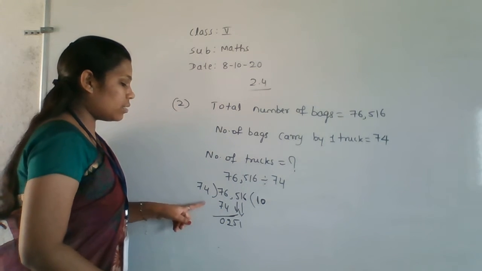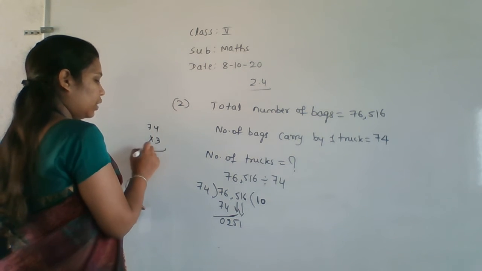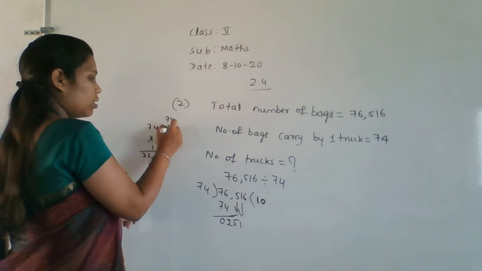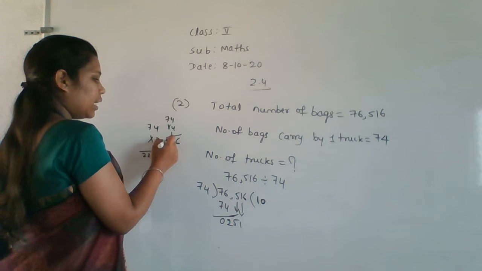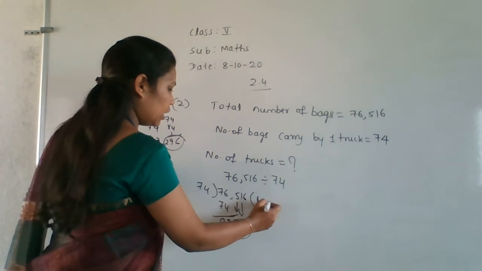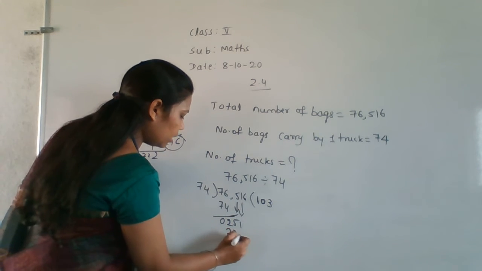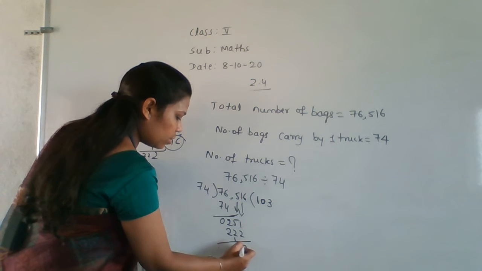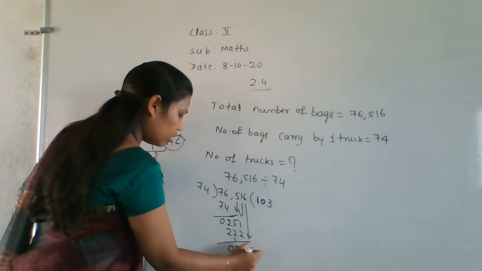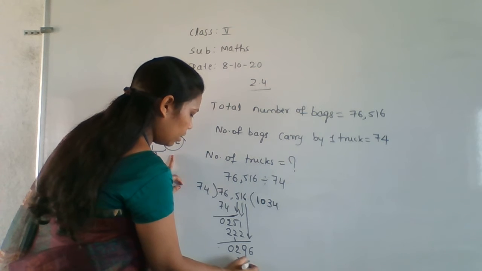Getting it? So next, 74. Check with 3s. 3 4s are 12, 3 7s are 21, 22. Next, 74 4s: 4 4s are 16, 4 7s are 28, 29. No, we can't take this value. Take 74 3s. That is 222. 11 minus 2 is 9. 5 minus 3, 2. Here 0. Next take here 296. That is 74 4s are 296.